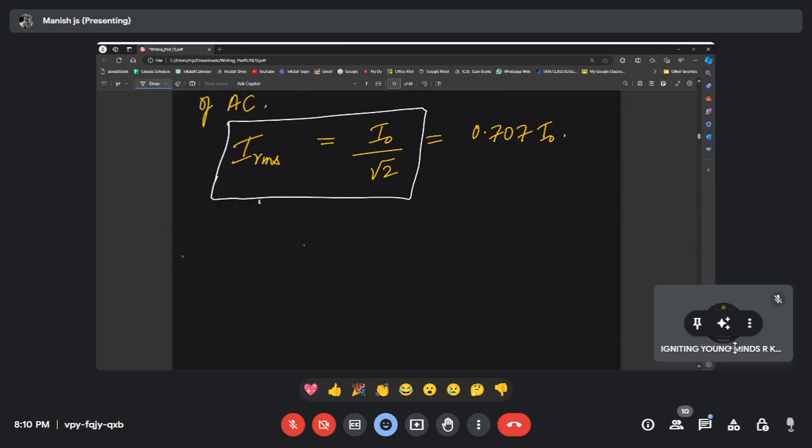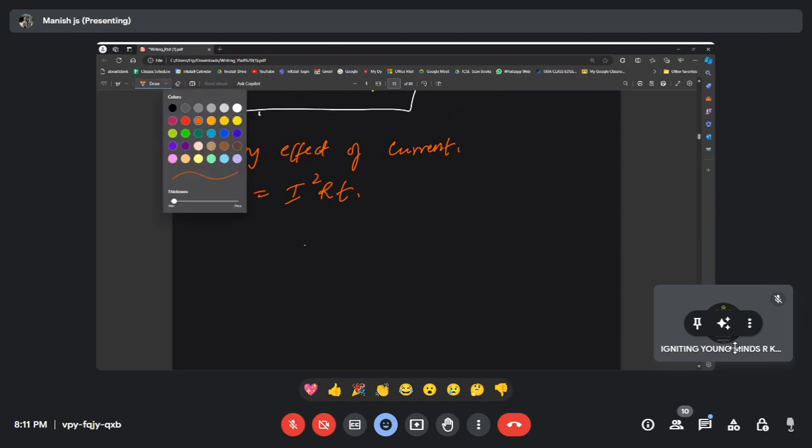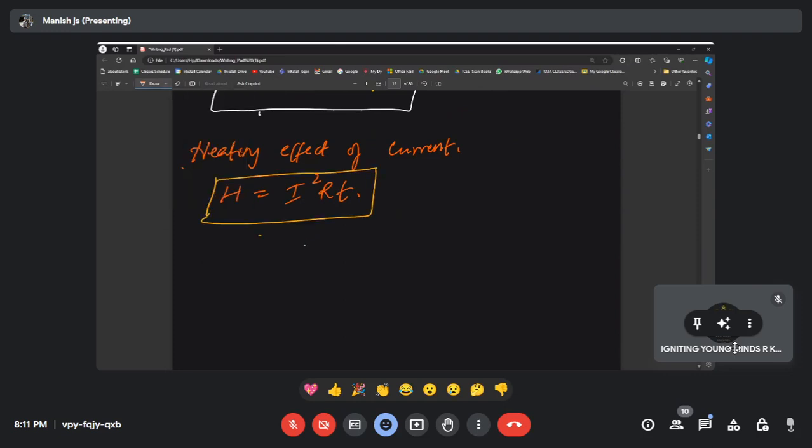And there is also something called the heating effect. So what is the amount of heat that is being produced? The heating effect of the current is given by Joule's law of heating, which tells you that H is equal to I square R into T. This is the general expression, where I is your current, R is the resistor, and T is nothing but the time period.